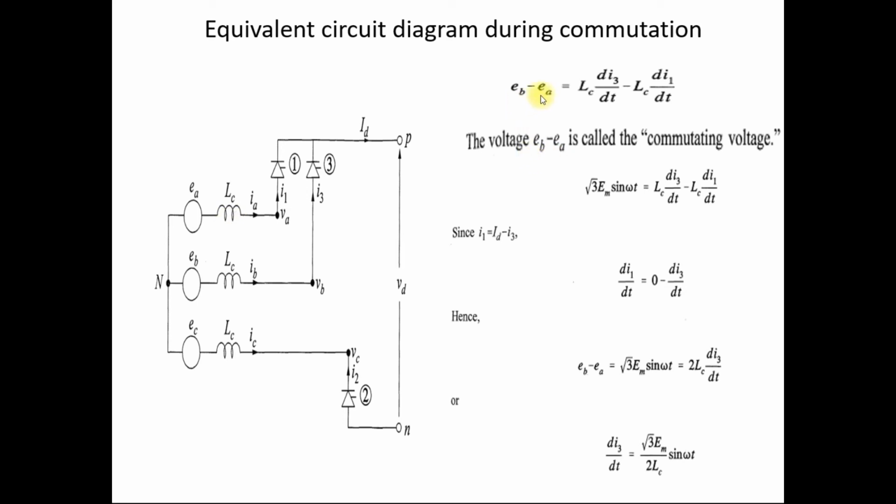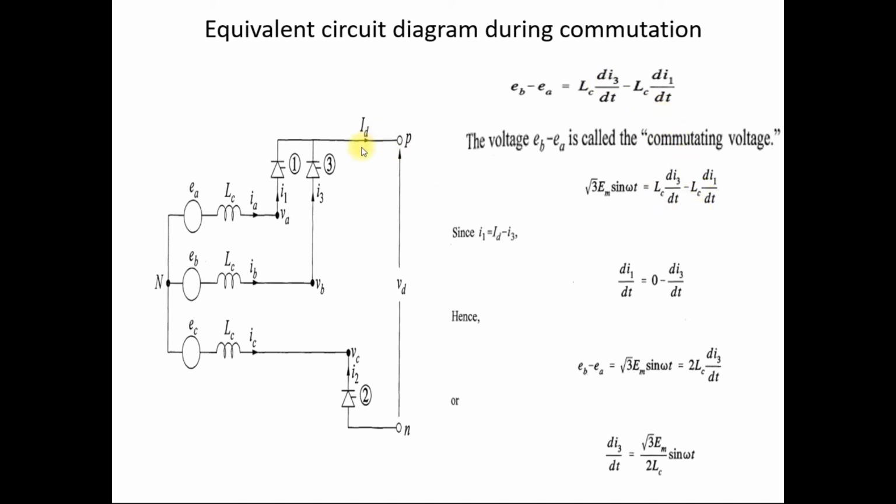The voltage EB minus EA is called the commutating voltage because that happens during the commutation. As we know, EB minus EA is the EBA line to line voltage, and its value is root 3 EM sin omega t. Clear? That is if you write in terms of sine function. If you write in terms of cosine function, then it is root 3 EM cos(omega t plus 30 degree). But here I write in terms of sine, so root 3 EM sin omega t is equal to LC di3 by dt minus LC di1 by dt.